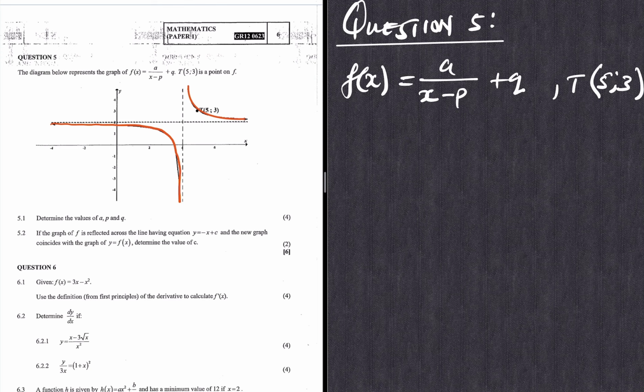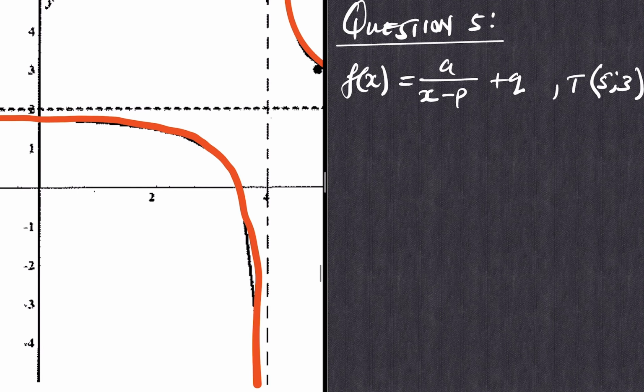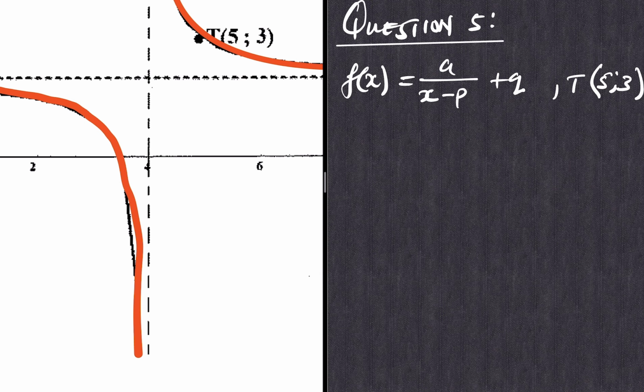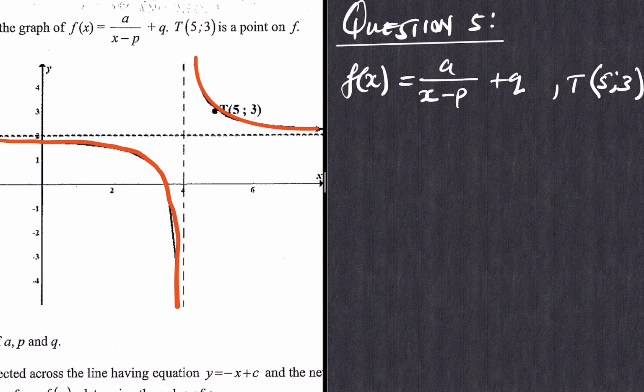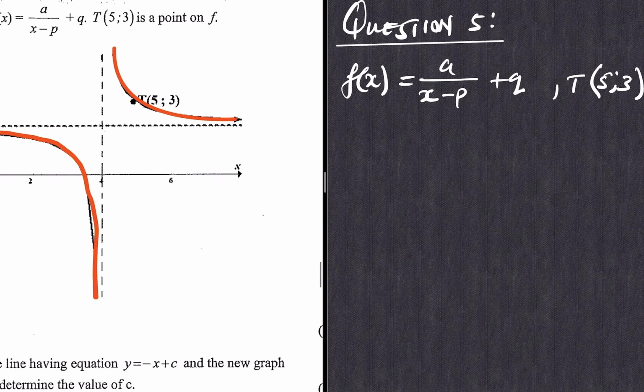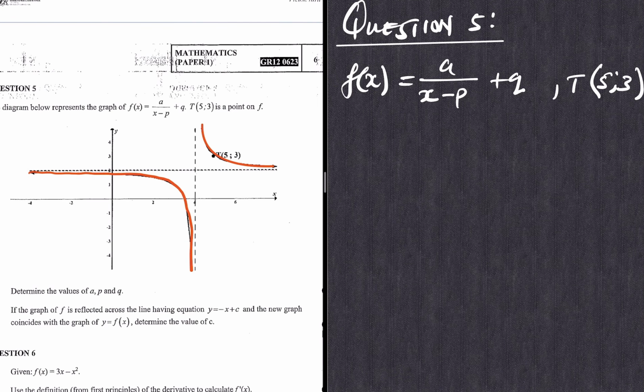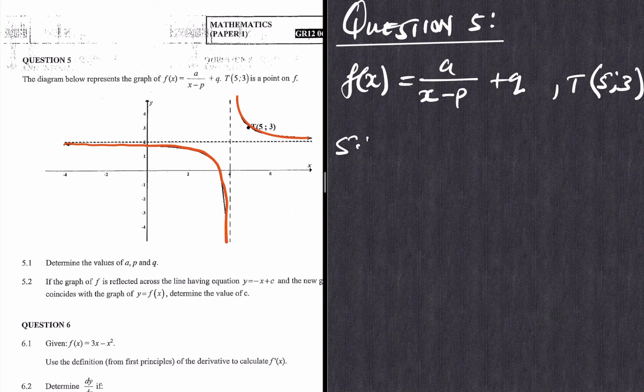They're giving you something here. Everything is given here. Q is passing through, I think it's 2. Let me just try and zoom it. Yeah, this should be 1, 2, 3, and this one should be 4. Is it 4? 2, 4, 6. Yes, that should be 4. I'm just trying to read the points there. So 5.1, determine the values of A, P, and Q.